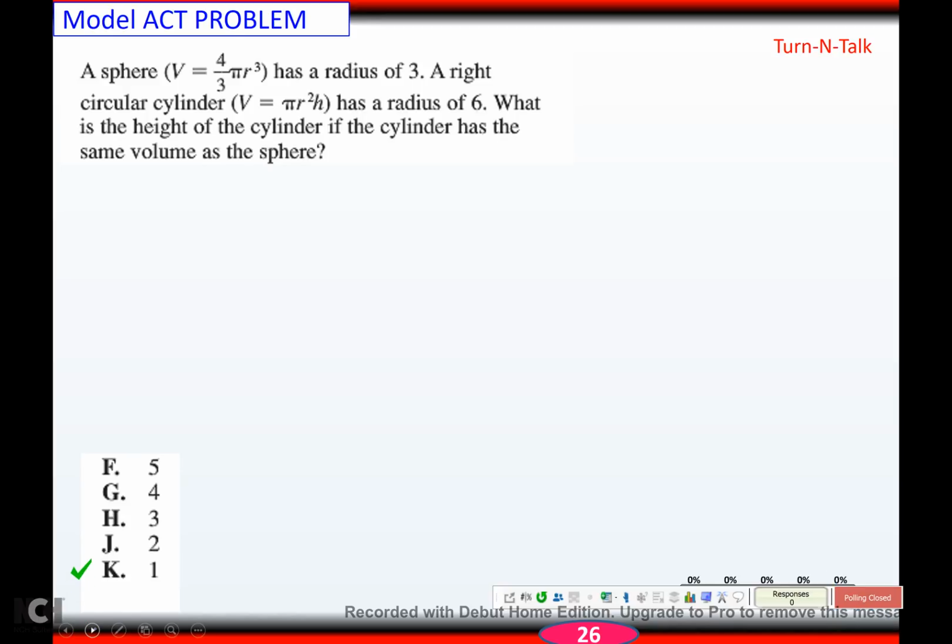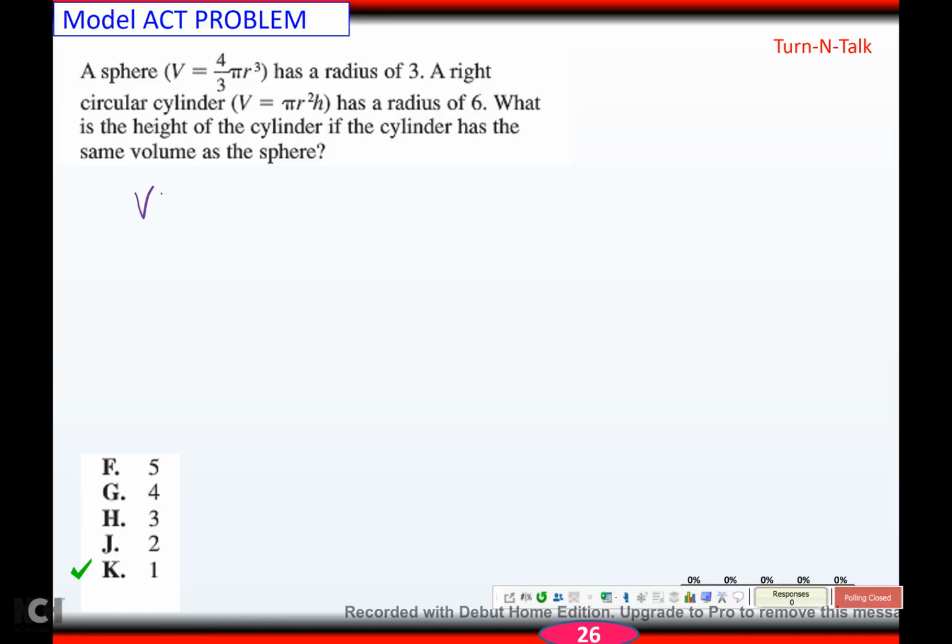And hopefully you got 1. So it says a sphere, which has a volume of 4/3 pi r cubed, has a radius of 3. A right circular cylinder, whose formula for volume is pi r squared h, has a radius of 6. What is the height of the cylinder if the cylinder has the same volume as the sphere?